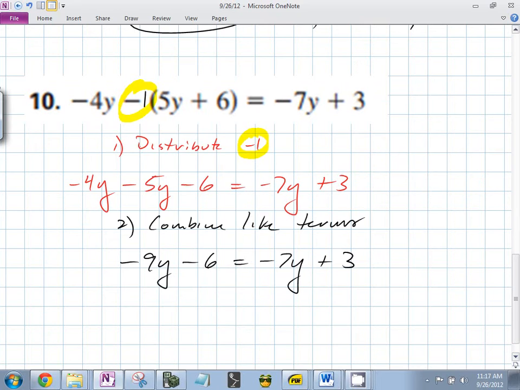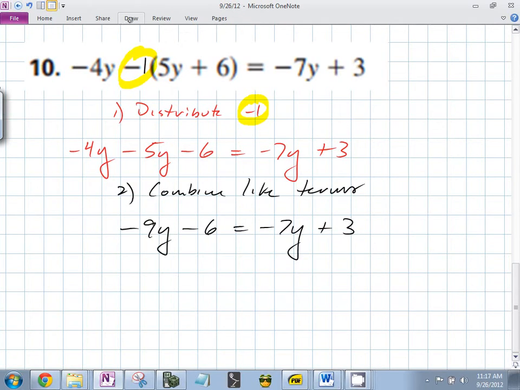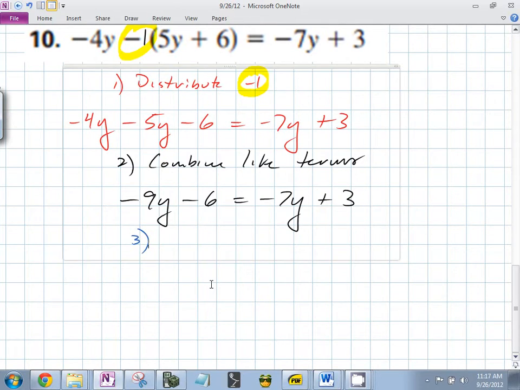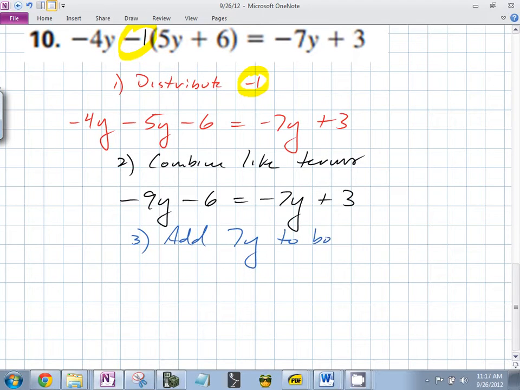3. Now, someone raise their hand and tell me what I should do next. What should I do next? Simple. Yeah, what should I do? Subtract or what? Subtract 7. Nope. Close. Add 7. Add 7y to both. I like that step. Sure. And you end up with what? Negative 2y minus 6 equals 3. Now what?